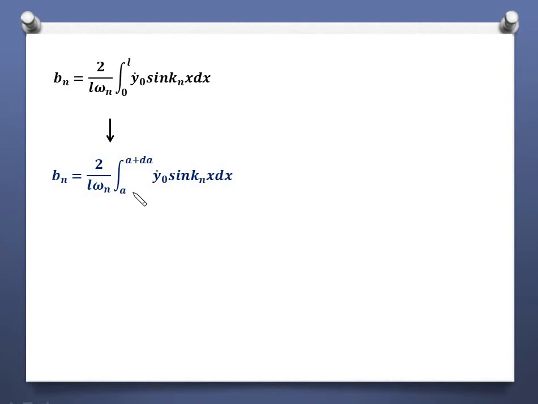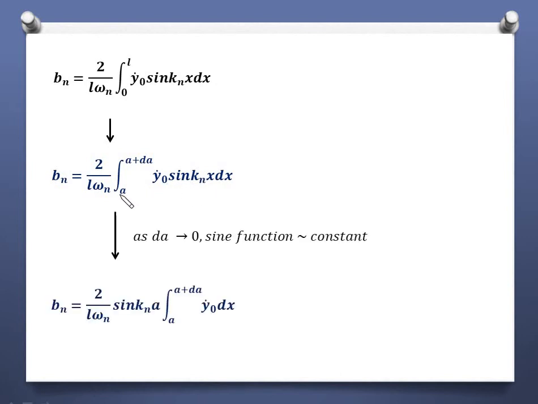Now note that dA is very small, okay, tending to 0. So in that infinitesimally small window, we can assume kn x as a constant. It's no longer a variable, and that constant will be approximately equal to kn a. You can take that out, sin kn a, and we will be left with this.